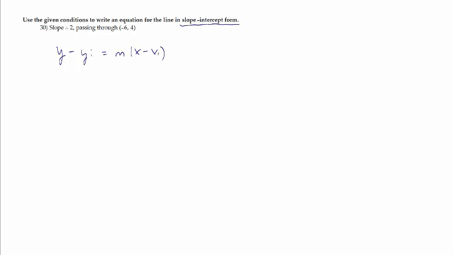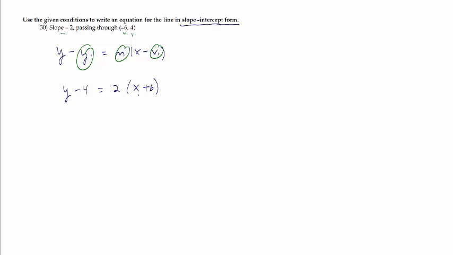And remember that we need to plug in values for y1, m, and x1. But we already know all these. See, my x1 and my y1 are the coordinates of the ordered pair, and then we were just given the slope. So if I plug these in, I have y minus 4 is equal to my slope times x minus a negative 6, so x plus 6. So there's the equation in the point slope form.